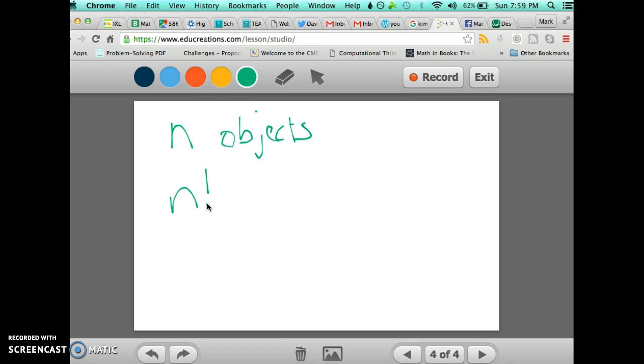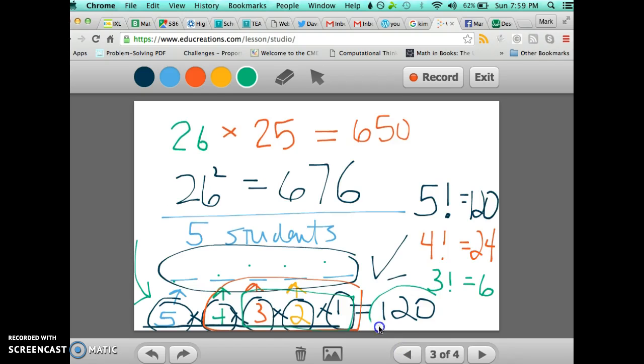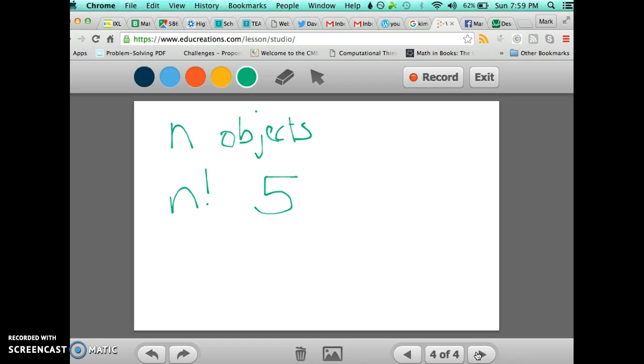So if I ask you to find the way to order, let's say we have a race among 5 students. Well, then there's 120 different ways that those students can finish the race. But what if I'm only giving medals to the top 3? So let's say we're not keeping track of the 4th place and 5th place. How many different possibilities are there for the top 3? Well, so now we're talking about the number of ways. Here we're talking about permutations of n objects.